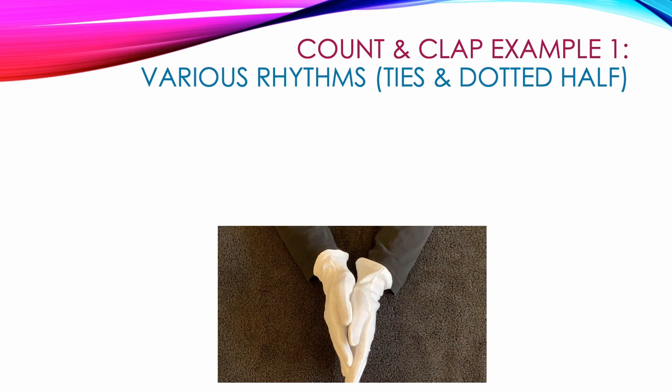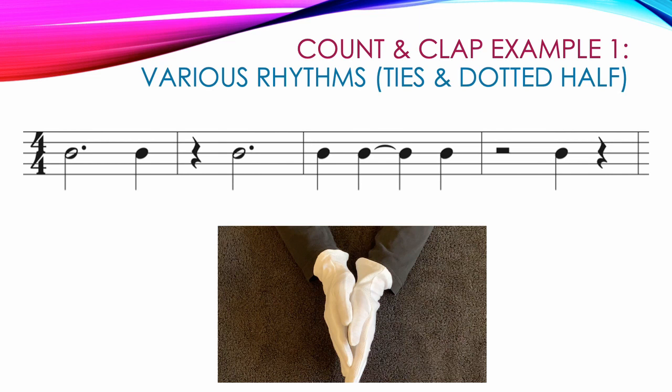We can look at some rhythms where we mix and match ties, dotted half notes, quarter rests, and everything we've learned in this tutorial series so far. We start out with a dotted half note worth 3 counts. We clap on count 1 and keep our hands together while we continue. 1, 2, 3. Count 4 is a quarter note by itself, so we clap when we say 4.